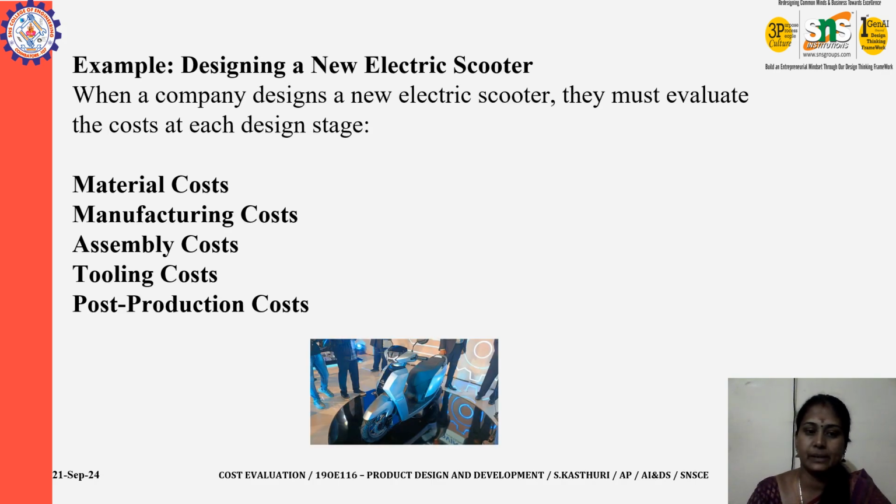Taking an example of designing a new electric scooter. The costs involved in designing this are listed out below. The first one is the material cost. Choosing aluminum for the frame because it's strong and cheaper than carbon fiber. In terms of manufacturing cost, designing the scooter parts to be simple shapes to reduce machine time and labor cost.